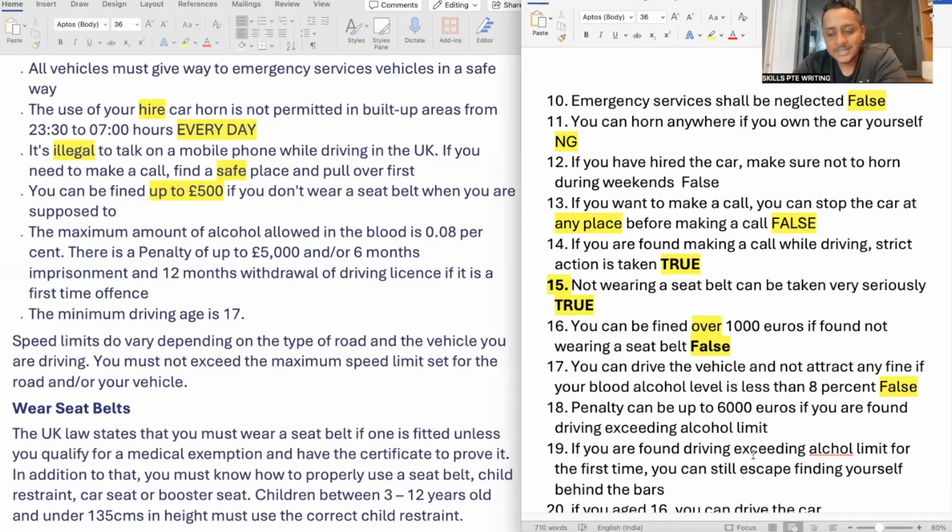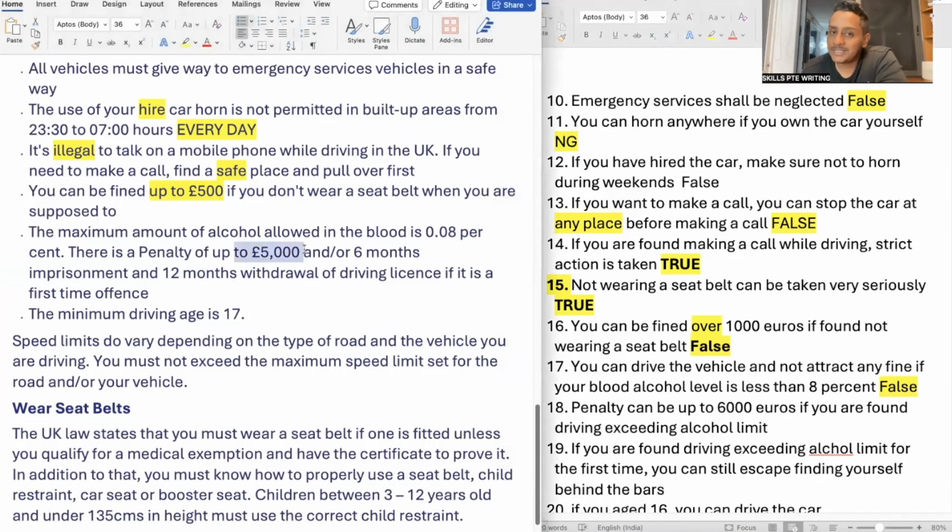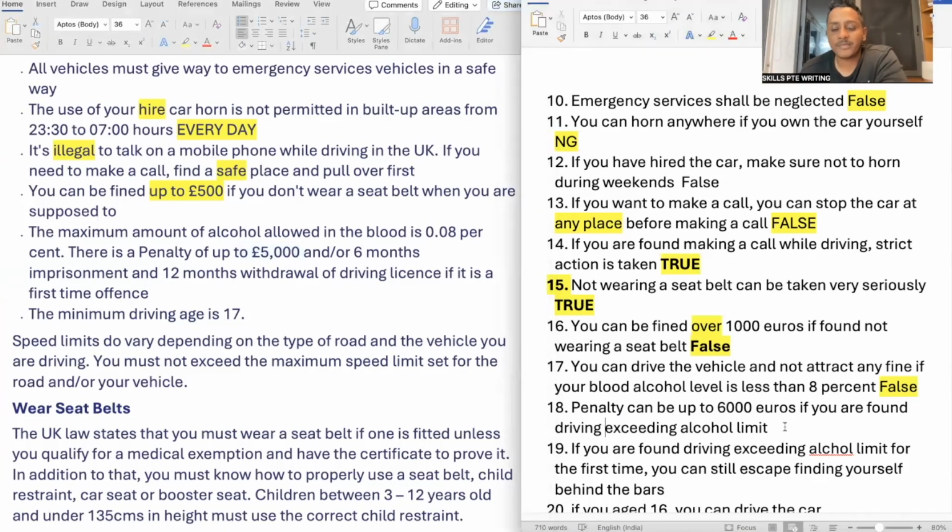Penalty can be up to 6,000 euros if you're found driving exceeding the alcohol limit. No, the penalty is up to 5,000 euros only. Penalty cannot be more than 5,000. So it's again false, isn't it? Hope it is clear. Any doubts? Do let me know.